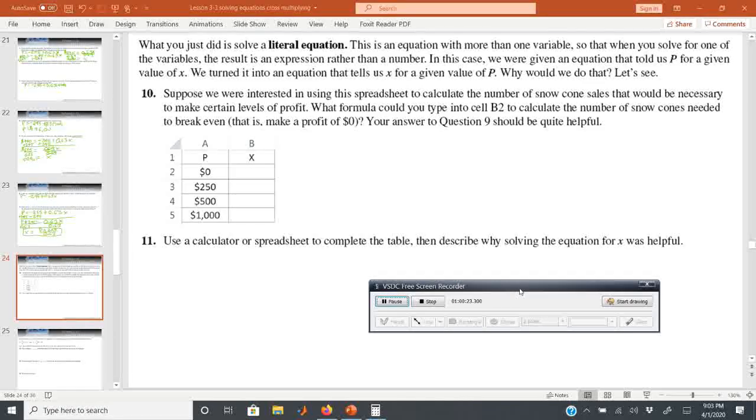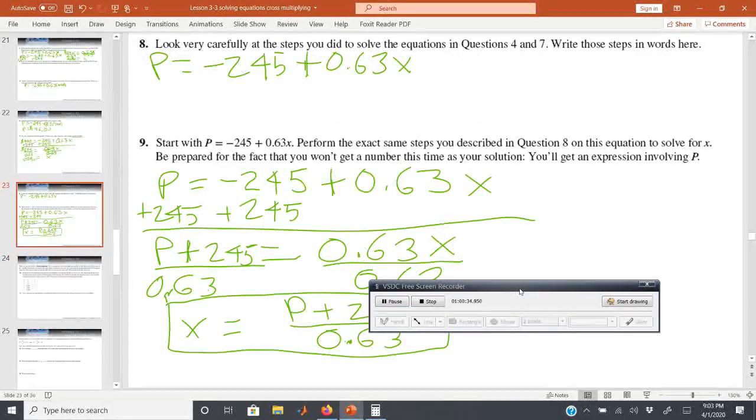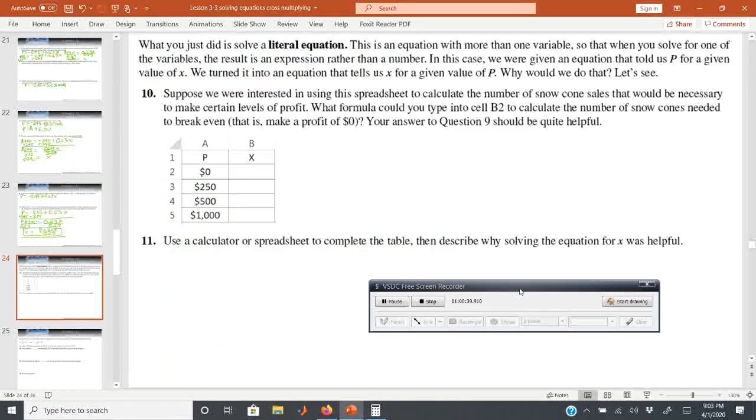Suppose we were interested in using this spreadsheet to calculate the number of snow cones that would be necessary to make a certain level of profit. What formula would you type into cell B2 to calculate the number of snow cones needed to break even? I'm not expecting you to understand how to write the Excel formula, but you really want to just use that formula we just looked at. You want to put this formula into that cell.